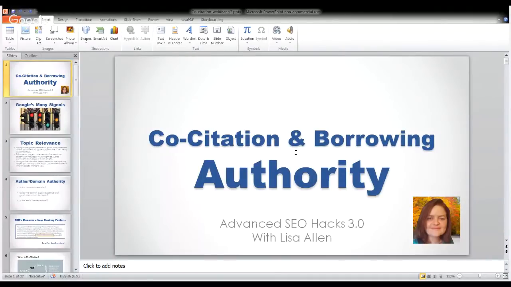Okay, so after many false starts, here we go. Cocitation and borrowing authority. We're going to talk about how this works, and I think Google is getting more and more this way rather than going away from this. I keep hearing people ask, does this still work? Yes, it really does still work, because Google is getting more and more all about their algorithms and their smart little artificial intelligence figuring out what you're talking about and what's related to that.